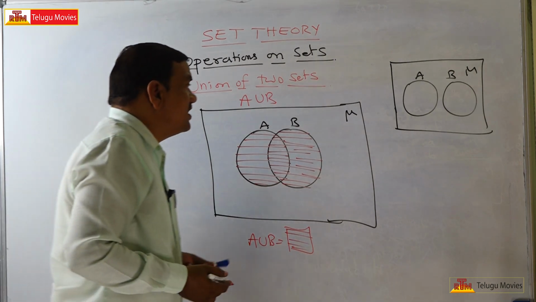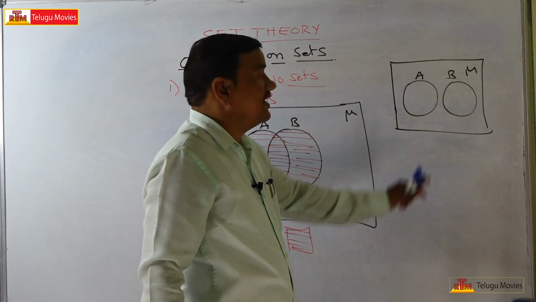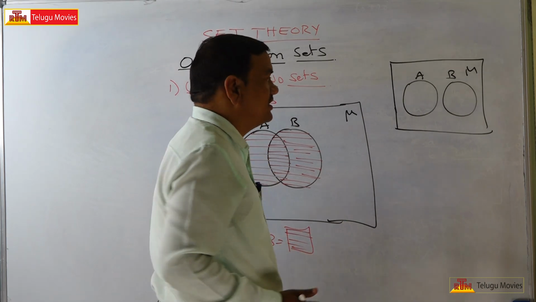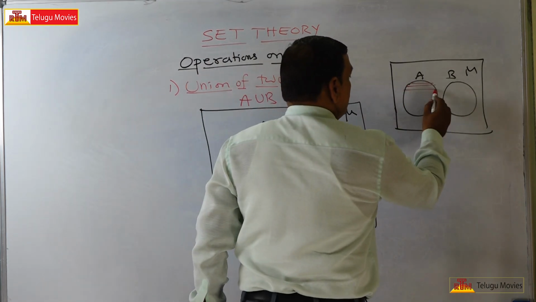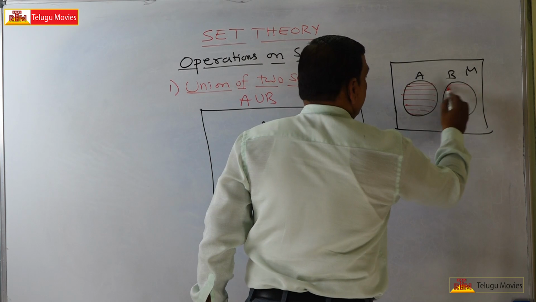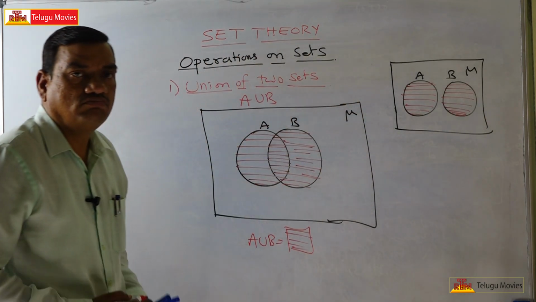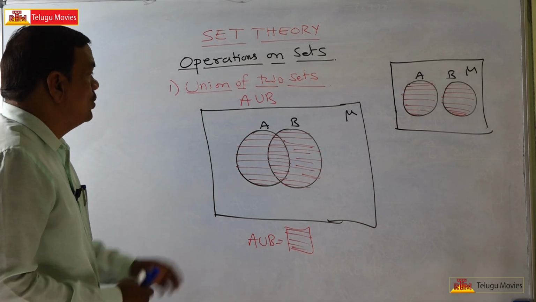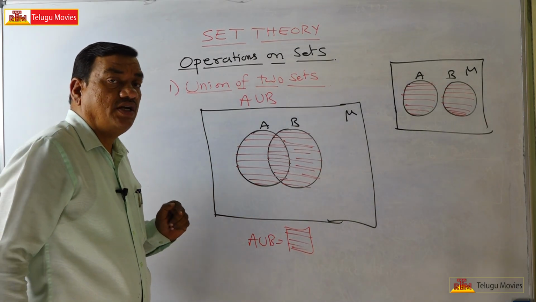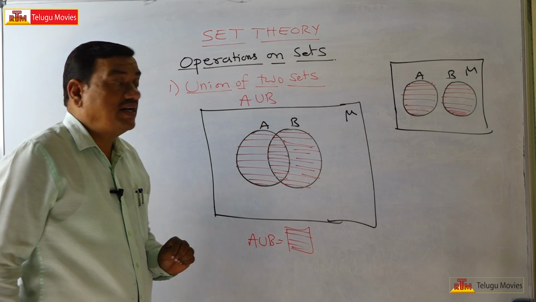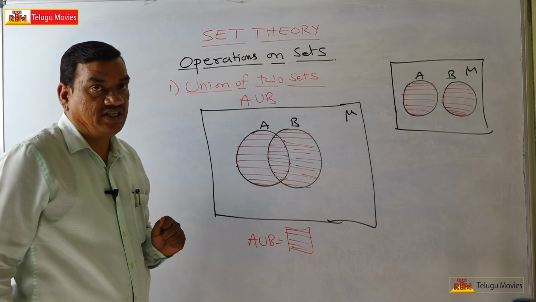Sir, if it is not overlapping, they are called disjoint sets. Then what about A union B? So this is your A and this is your B. That's all. Understand that? Here we are going to see one important property of the union of two sets.